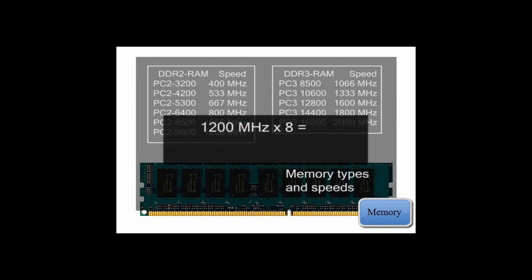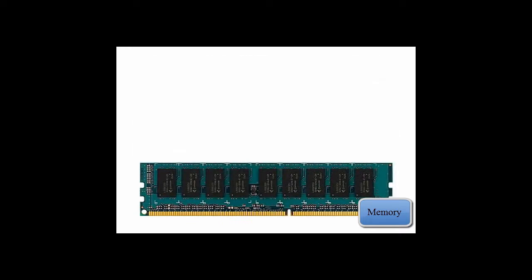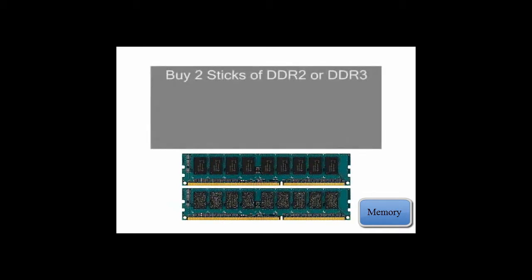To go from speed to bandwidth, you multiply by 8. This is useful to know when you're shopping for RAM and motherboards, since some shops list only speed and other shops list only bandwidth. By multiplying or dividing by 8, you can be sure a motherboard can support the RAM you buy. When you buy RAM for your new computer, we recommend getting 2 sticks of DDR2 or DDR3 memory.